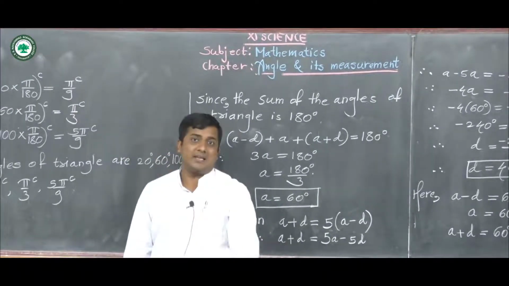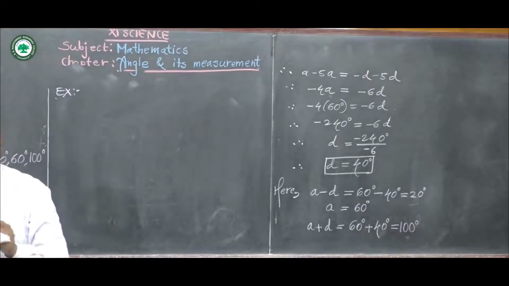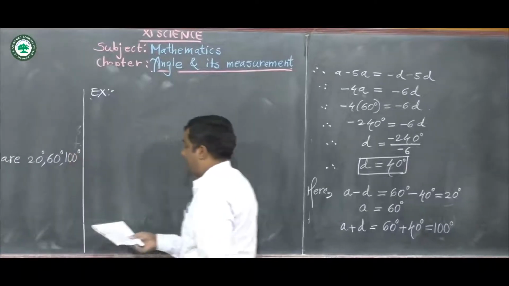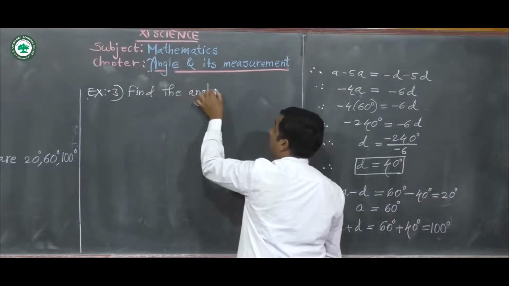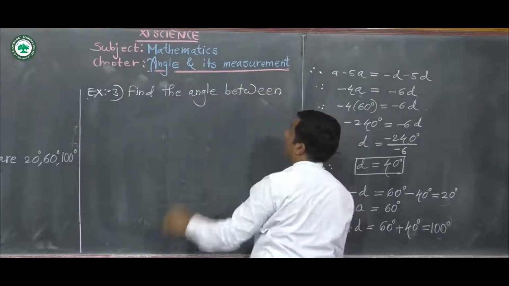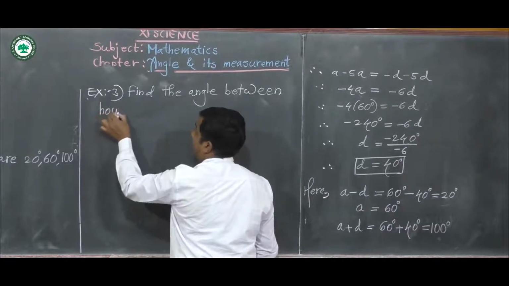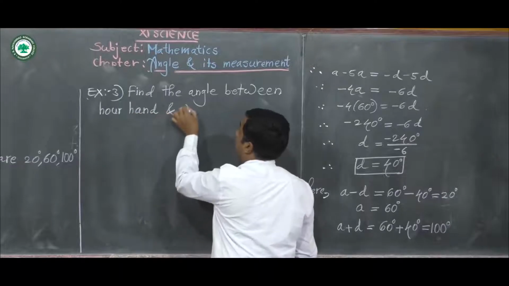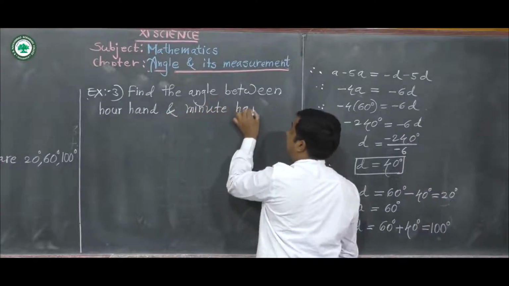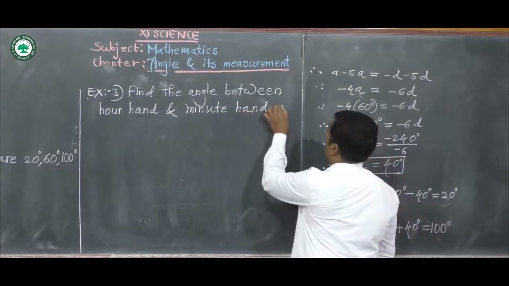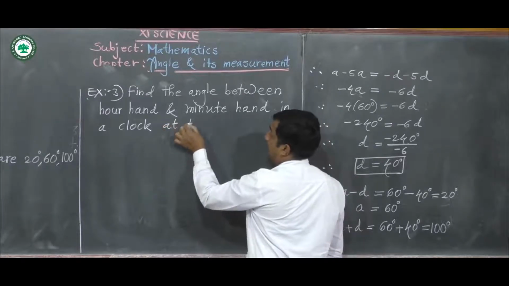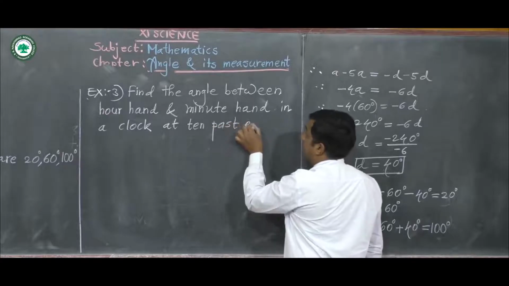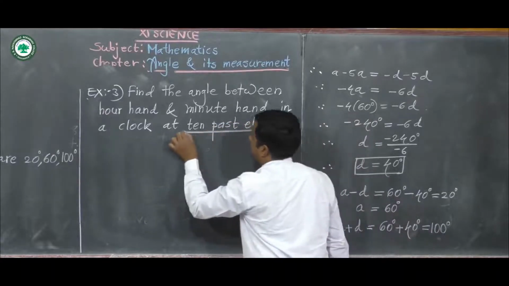Now we go with our next example. Here in the next we consider example 3: find the angle between the hour hand and minute hand in a clock at 10 past 11. At 10 past 11.